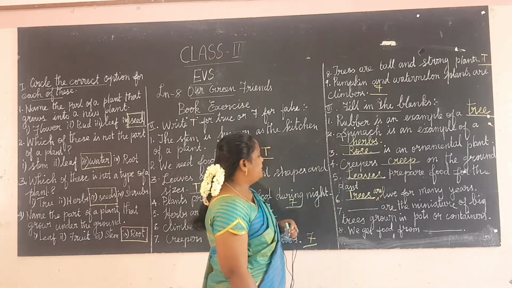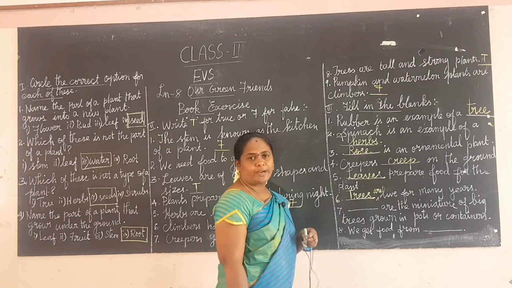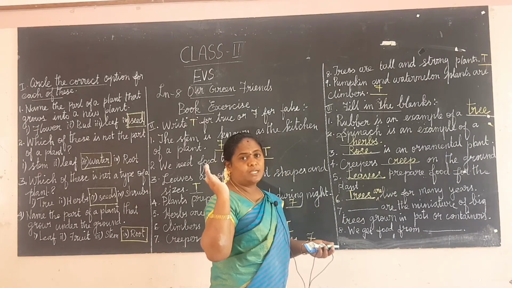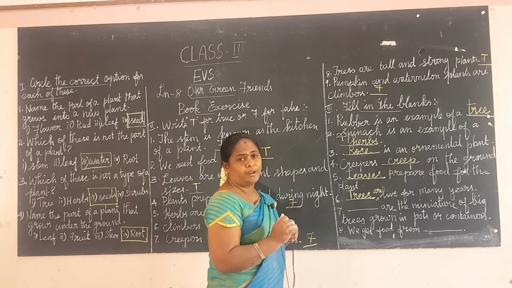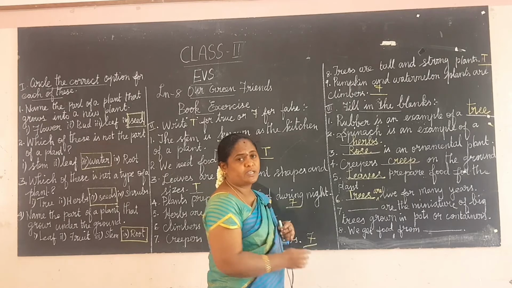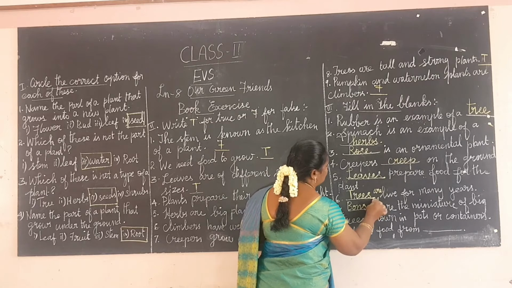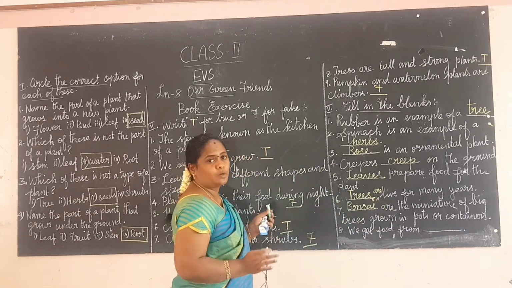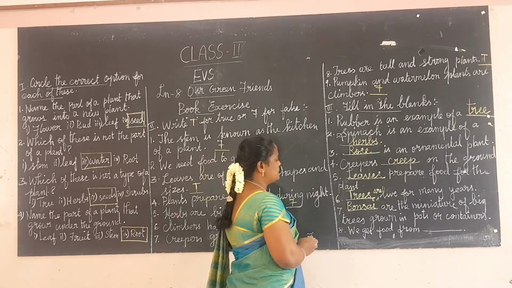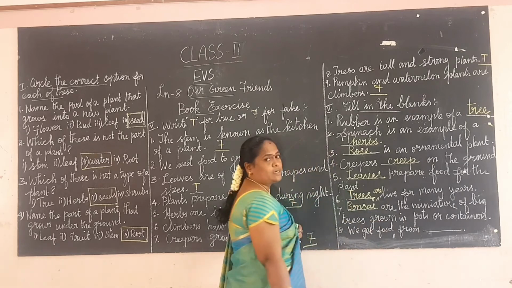And then dash are the miniature of big trees grown in pots or containers. Big trees grown small in a pot or container. So that type of plants are called bonsai. B-O-N-S-A-I. This is also a decorative plant. In big houses they grow these. Bonsai plants are the miniature of big trees grown in pots or containers.